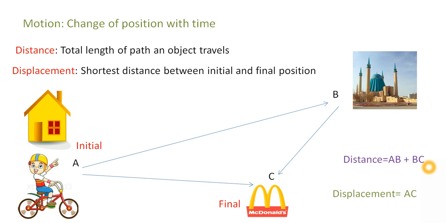So if you say, in a way, both the quantities, distance and displacement, are actually talking about how the position of an object is changing with time, right? But there is a difference between the two, and I hope I am able to explain the difference between distance and displacement.